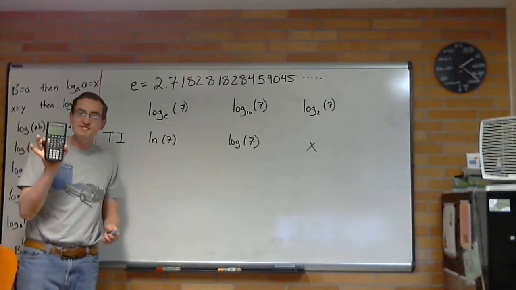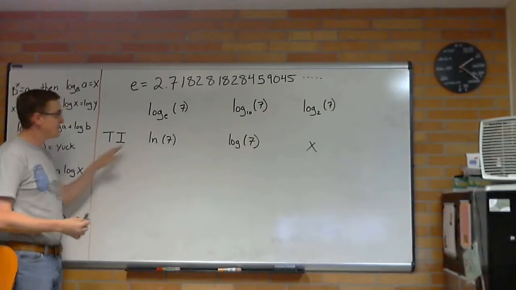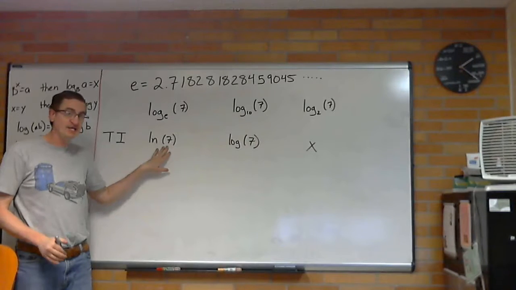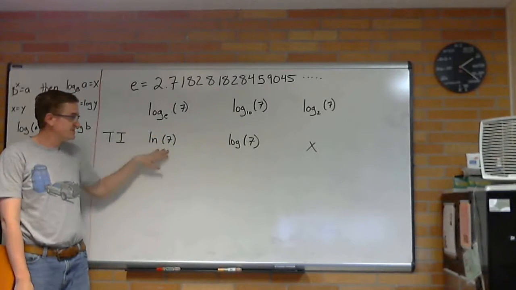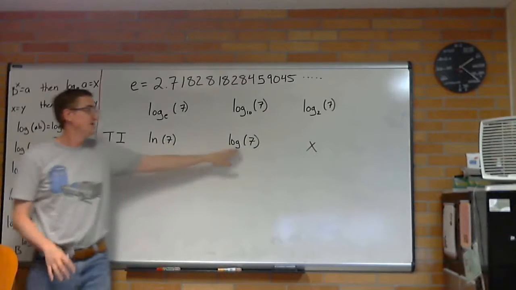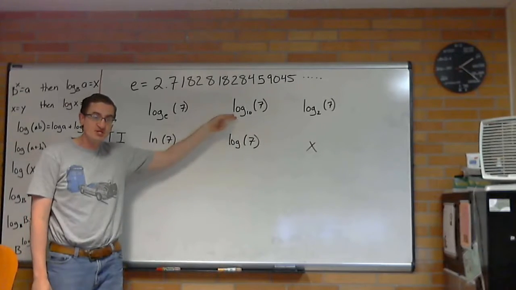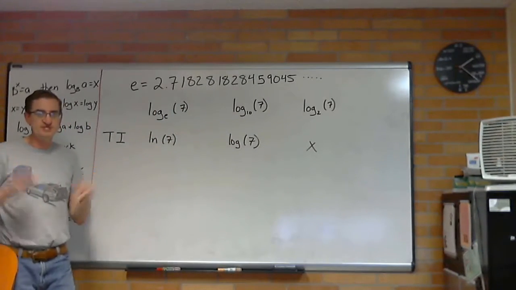Now, if you have a TI calculator, which is probably the most common or something similar to it, they have a button called LN. That is the natural log, which is what they call the log base E. So they have a special button just for log base E because that's how common this is. The log button itself is the log base 10, and they don't really have a button for log base 2 because it's only computer scientists that like it.